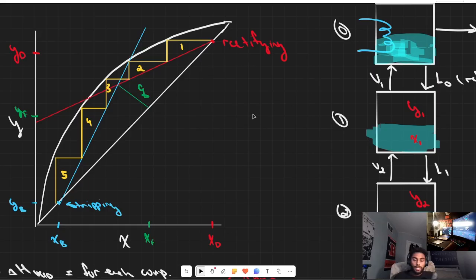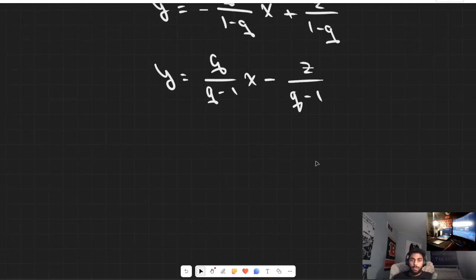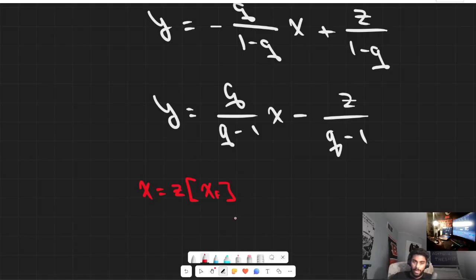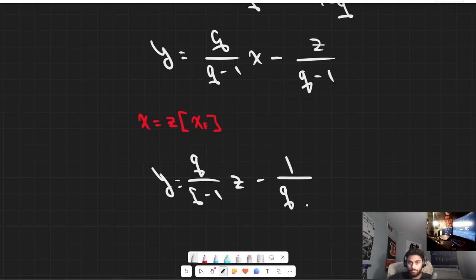So one last time, let's use an algebraic argument to prove that when x is equal to z, which is our feed composition, technically our xf, but for right now we have labeled it z, not a big deal, it still works the same. So now we have y is equal to q over q minus 1 times z minus 1 over q minus 1 times z.